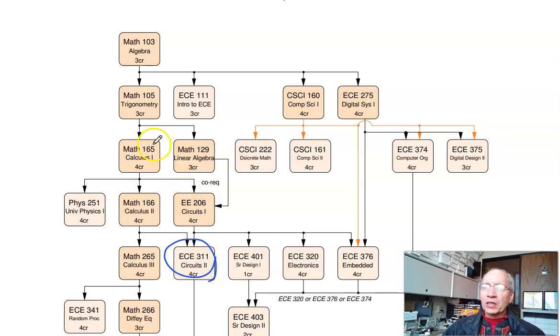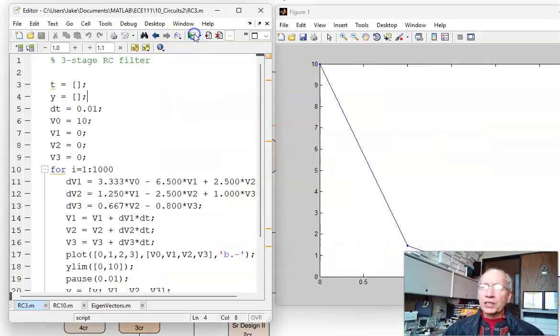So if you haven't had Calc 1, Calc 2 yet, don't worry. This is ECE 111, the introduction. What we're going to be doing in this lecture is solve the type of problems you set up here. Basically set up the problem, set up your differential equations, then solve using Matlab. And here's what it's going to kind of look like.